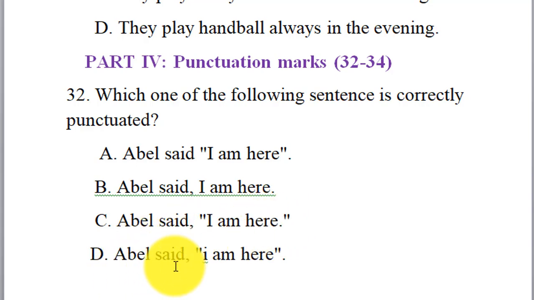Choice D: Abel said, "Of course," comma, "and I am here." Okay, the idea is enclosed in double quotation marks, but the problem here is the period is outside the double quotation marks, and the pronoun I, which is singular, was written in small letter or lowercase letter. So, problems of punctuation marks.